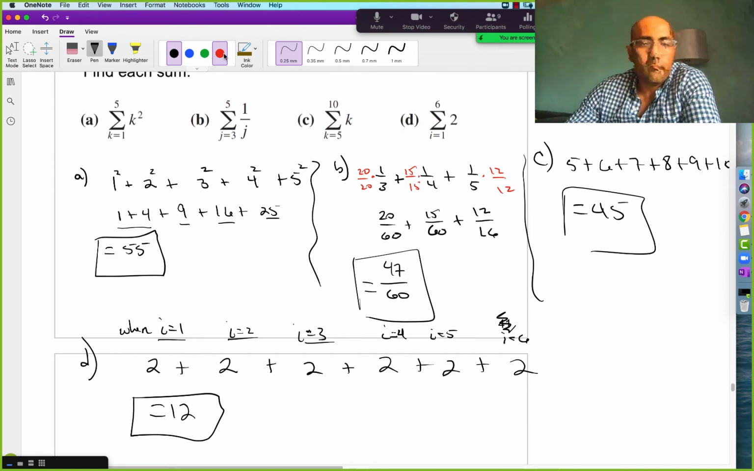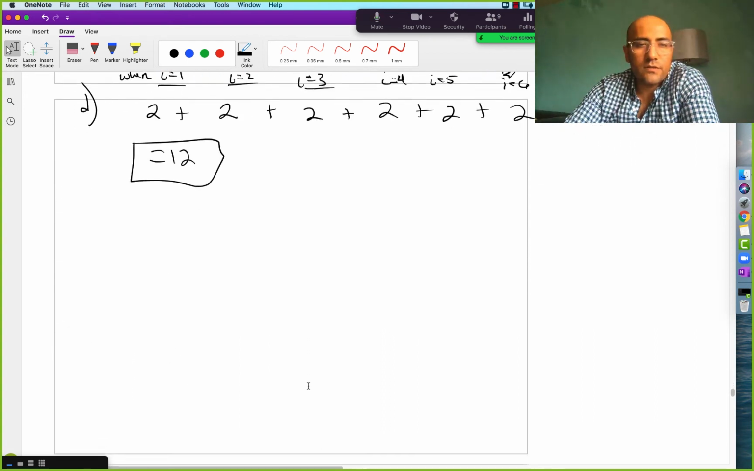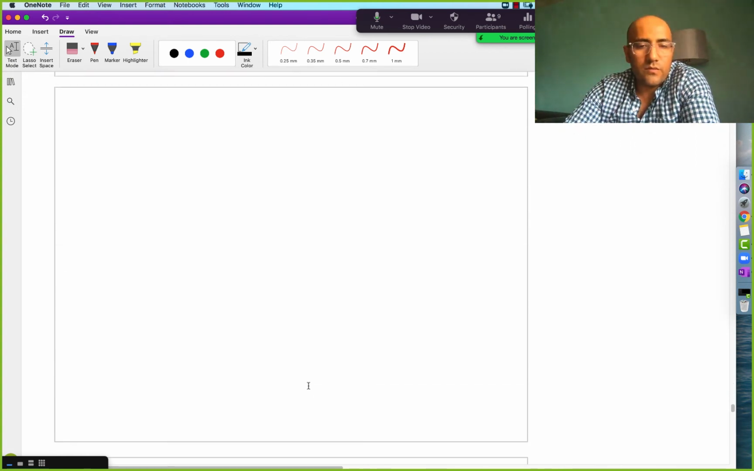Any questions? So this one we got was 55. This one we got was 47 over 60. This one equals 45, and this one equals 12. Good? Questions? No. Let's see if the author did the same thing.